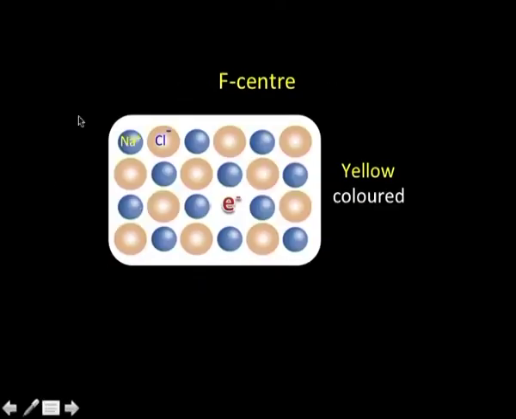Now, look at this. This is my crystal of sodium chloride, and what you find is that here we have an anion vacancy because these blue ones are cations. This is a position for an anion to be occupied, which is actually missing, and instead of the anion there, an electron has been trapped. Because of this electron, this sample of sodium chloride has yellow color.